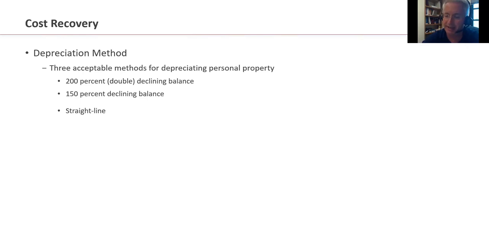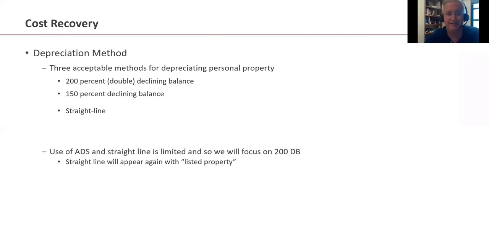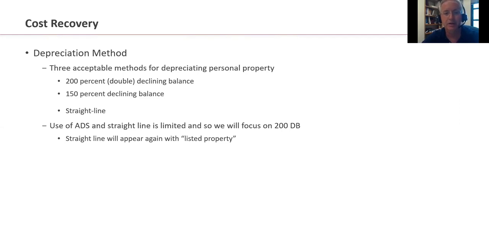All right, so what are the depreciation methods available for personal property? Well, there's double declining balance, 150% declining balance, and straight line. The general method used is 200% declining balance. I'm sure you all remember how to do double declining balance from financial accounting. I don't. It does happen to be on the back of my calculator. But don't worry, the tables are going to take care of us. The use of what's called the alternative depreciation system and the straight line systems are limited.